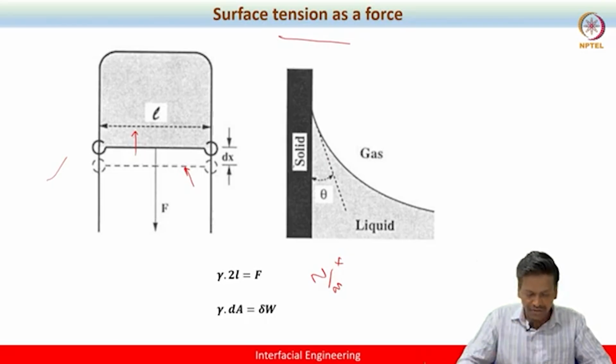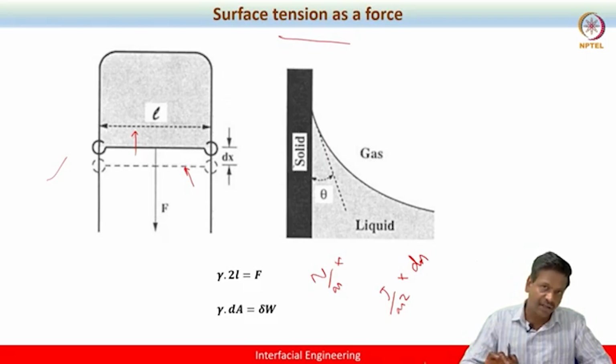So you can also consider surface tension. Sometimes you can also express surface tension as surface energy, which is nothing but joule per meter square. You can express surface tension as Newton per meter, or surface energy as joule per meter square. When we express surface tension as surface energy, you can multiply that with the change in area.